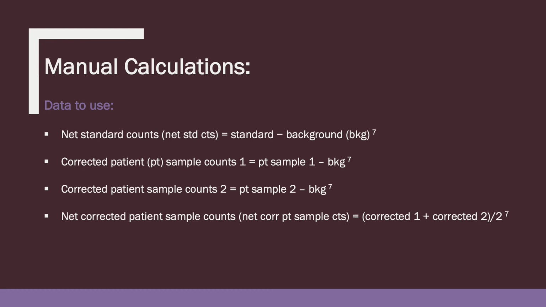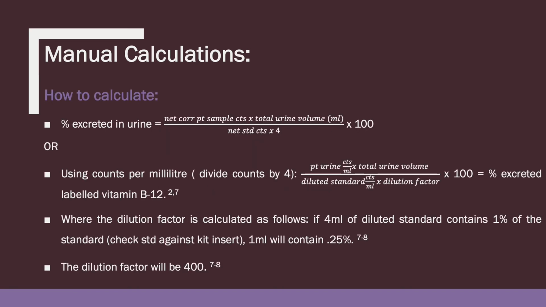In order to perform the manual calculations, one would first need to calculate the net standard counts, the corrected patient counts for sample 1 and 2, and then the net corrected patient sample counts, which will be a combination from sample 1 and sample 2. This slide indicates how these are calculated. After you've calculated your values, you can now calculate the percentage of radio-labeled vitamin B12 excreted in the urine. The easiest method is the net corrected patient sample counts times the total urine volume received, over the net standard counts times 4, then times this answer by 100 to get your percentage.